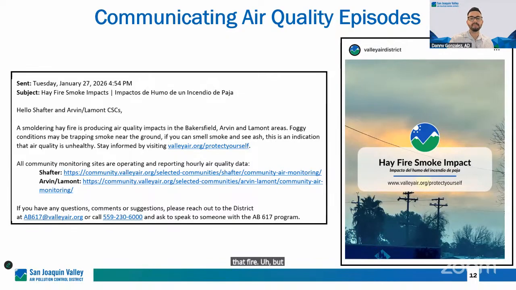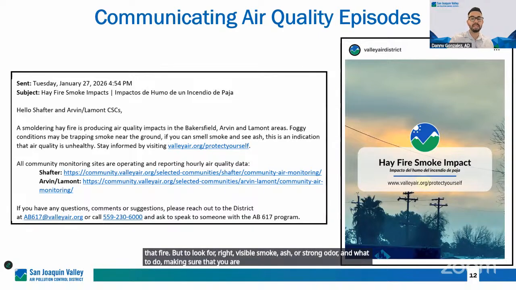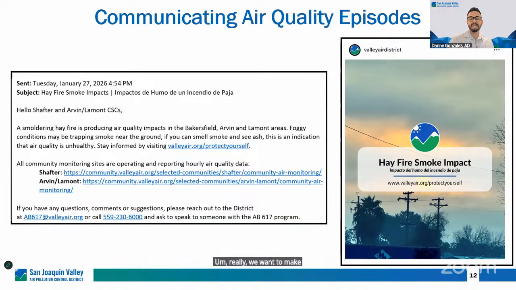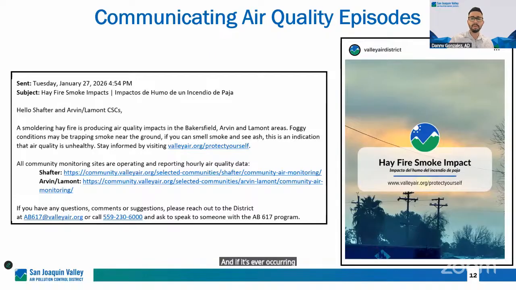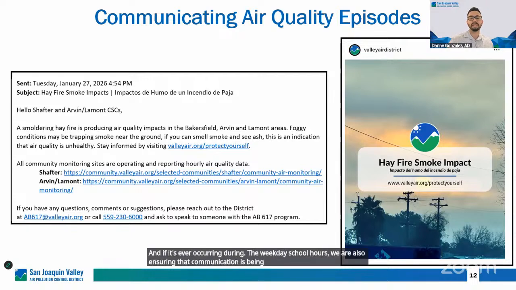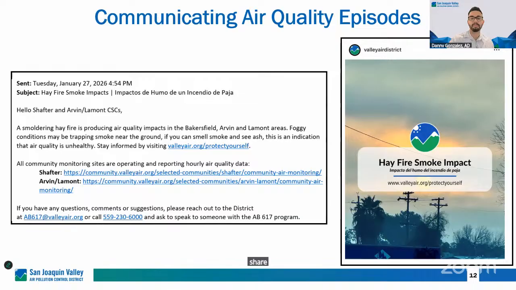What to look for, right? Visible smoke, ash, or strong odor, and what to do, making sure that you are checking air quality and taking the steps to protect your health. Really, we want to make sure that we are providing residents with real-time data through our community air monitoring portals, and making sure that the residents stay informed and up to date. So we do that through all our social media channels, making sure that that information is accessible to you. And if it's ever occurring during the weekday or school hours, we are also ensuring that communication is being shared to schools as well. Next slide.